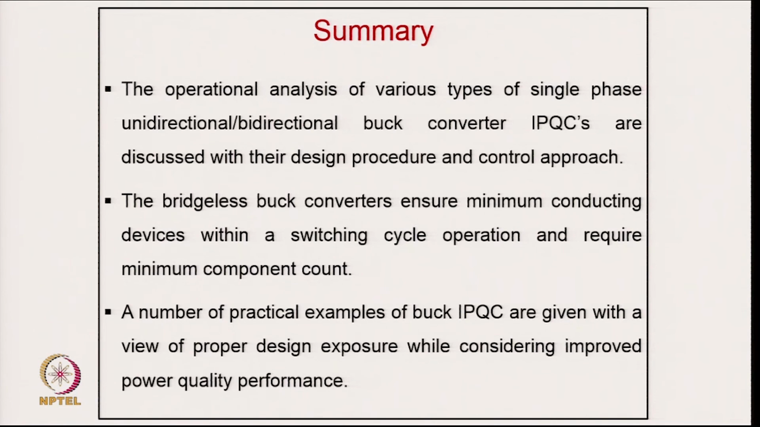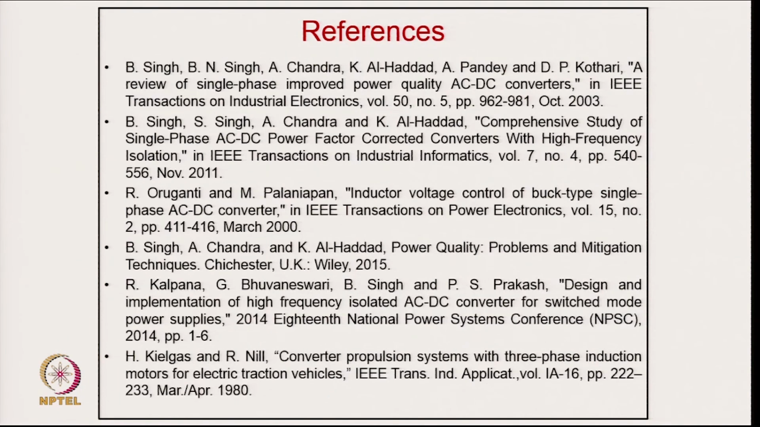So, coming to summarize this improved power quality buck converter, the operational analysis of various types of single phase unidirectional and bidirectional buck converters are discussed with their design procedure and control approach. The bridgeless buck converter ensures minimum conducting devices with switching cycle operation and requires minimum component count, and a number of practical examples of buck improved power quality converters are given with a view of proper design exposure while considering the improved power quality performance, and these are the references we have covered here. Thank you very much.